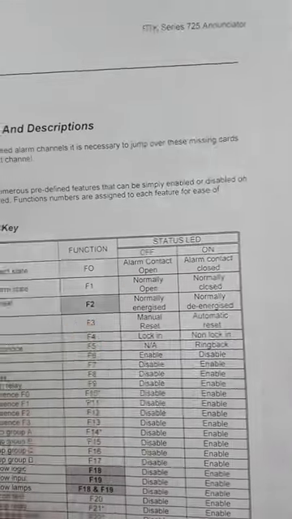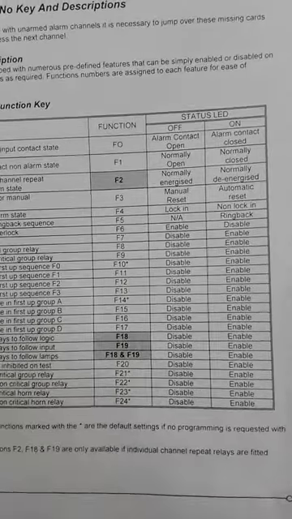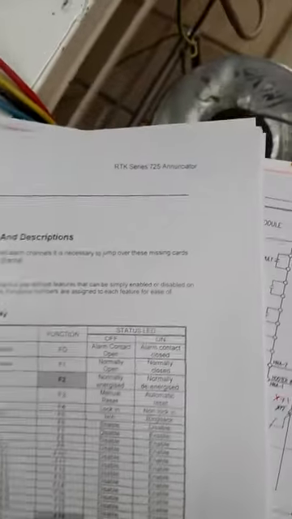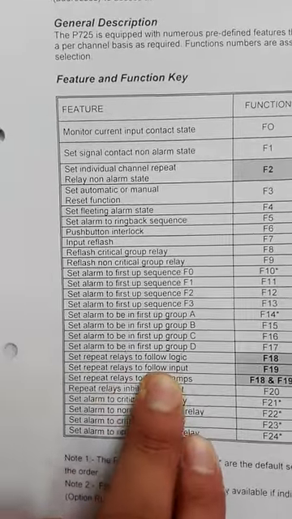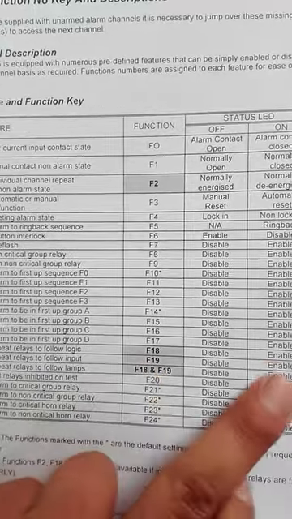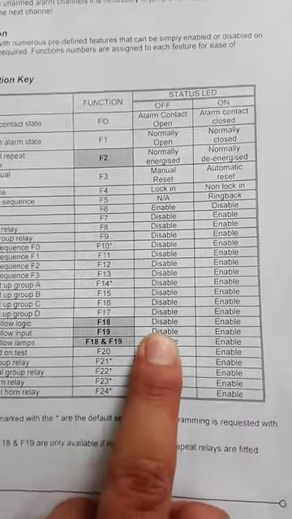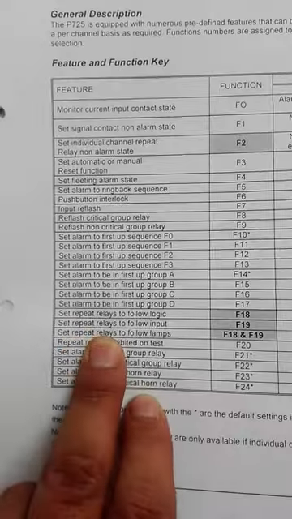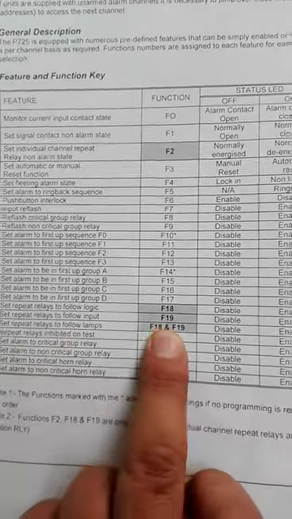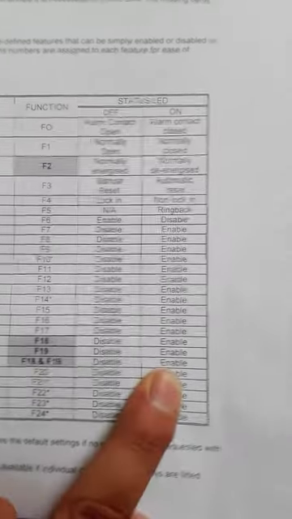Okay. After that, I will go to the practical and show you how to enable F2 and how to make it on for all 16 channels or 16 windows. Then F18 and F19. Set repeat relays to follow logic. We don't need this, so we will make it disabled. F18, we will make it disabled for all 16 channels. Then set repeat relays to follow input. We need this function F19. So we will first select F19 and then for all 16 channels, we will make it enable. So this is the next step I am going to do.